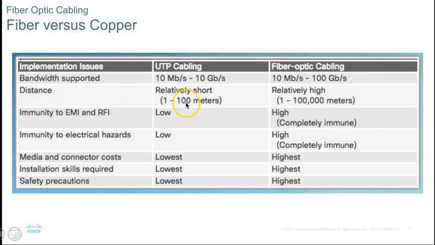Distance: UTP, you have 100 meters or 350 feet. I think 350 feet, while fiber optic can support up to a thousand meters. Immunity to electrical hazards, especially EMI. You can see that UTP is very low, but fiber optic is very high. Media cost, obviously, fiber optics is more expensive. Safety precaution is very low when you're dealing with UTP, but with fiber optic is very high.